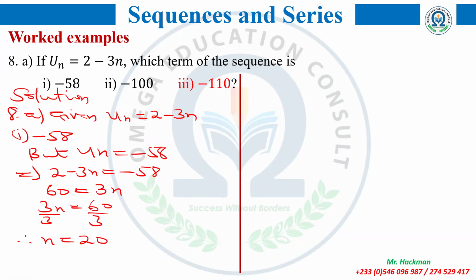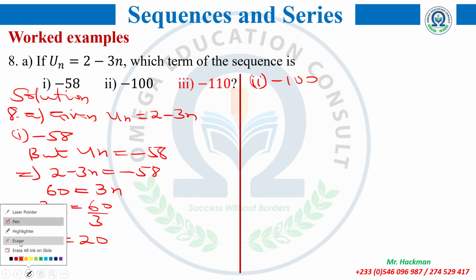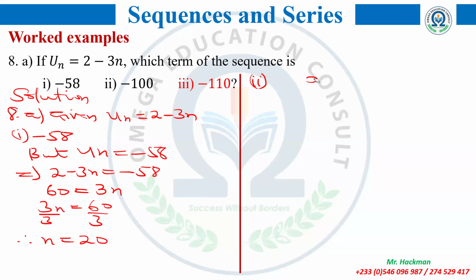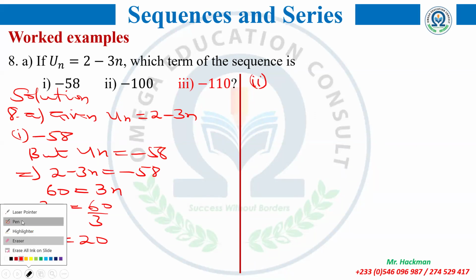So you do the same for part II. What are we given? We are given minus 100. So indirectly, I know that I've been given minus 100. And like I said, someone equally can write u sub n is equal to minus 100 and substitute. So let me present it in that manner, for you to know that you can equally do the same, so that you have variations in your presentation.